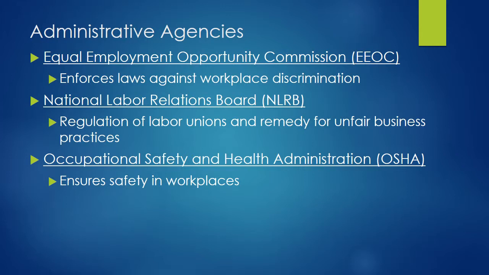Some administrative agencies are the Equal Employment Opportunity Commission, EEOC. It enforces laws against workplace discrimination. There's the National Labor Relations Board, NLRB, which is basically the regulation of labor unions and remedy for unfair business practices. And there's the Occupational Safety and Health Administration, OSHA, founded during the Nixon administration to ensure safety in workplaces.